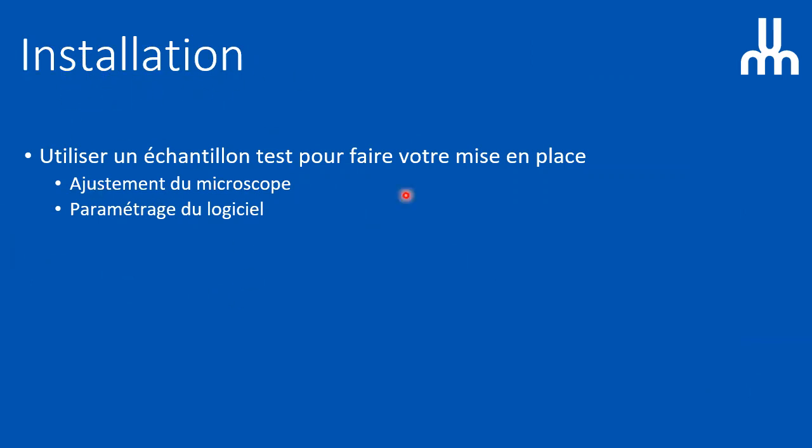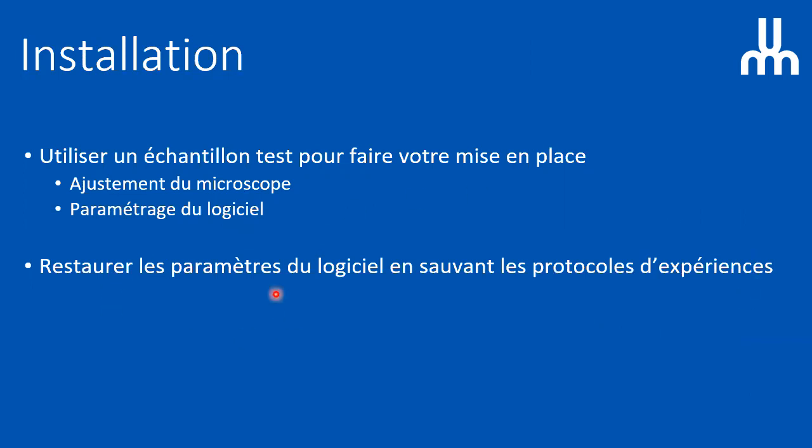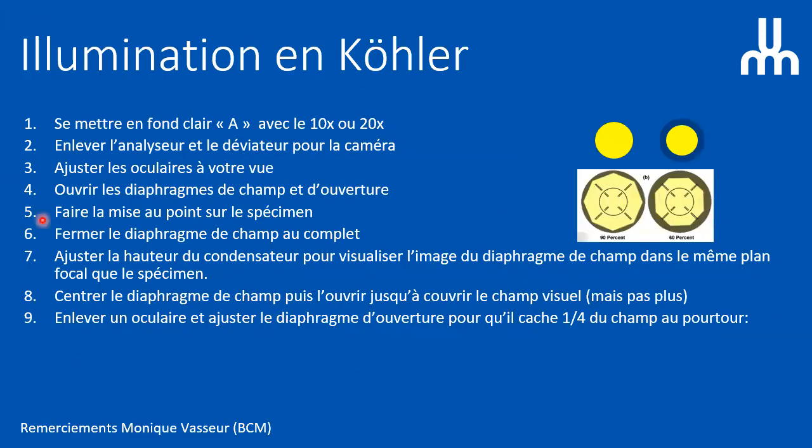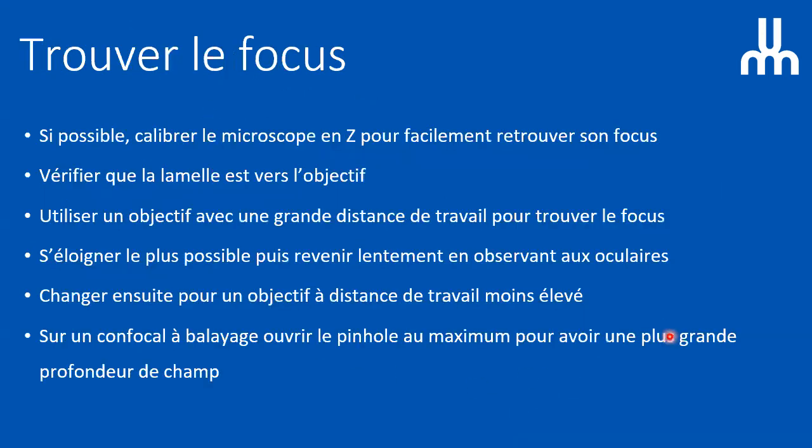When you go to your experiment, always do a test with a sample test. I usually leave sample slides next to the microscope. Do all the adjustments and the parameters of the software on the slide so it doesn't bleach your sample. You can also restore the parameters from the software if you save your experiment protocols. If you need to do bright field, do a color elimination. Monique Vasseur did a very nice protocol on how to do color elimination. This will improve your transmitted light image a lot.